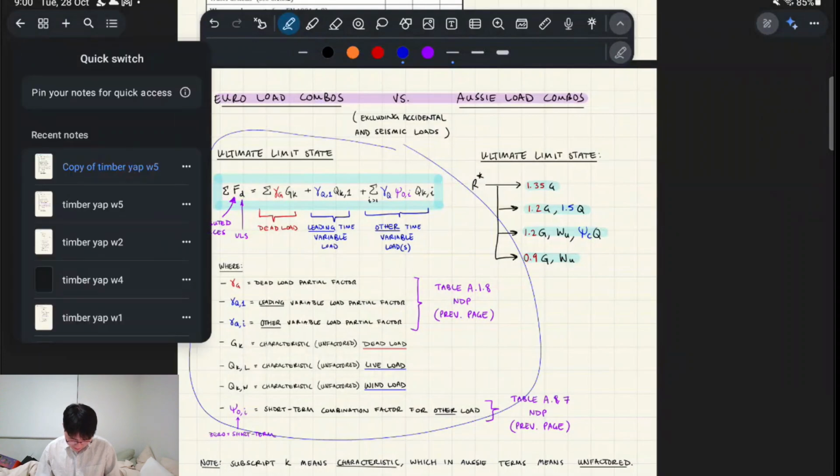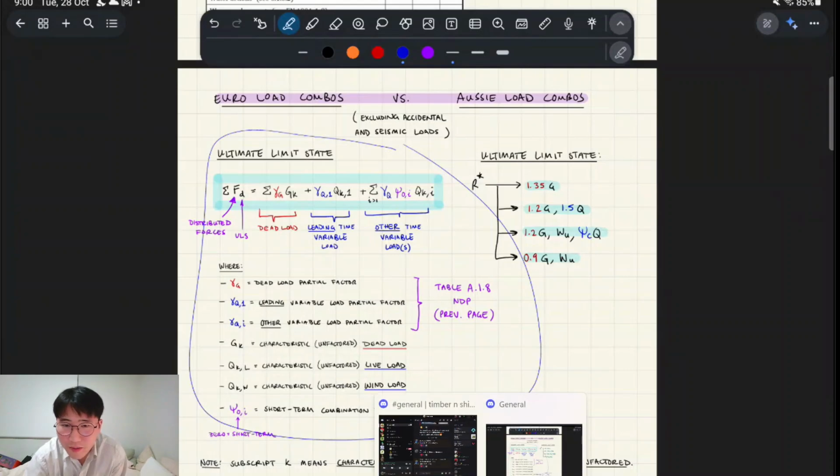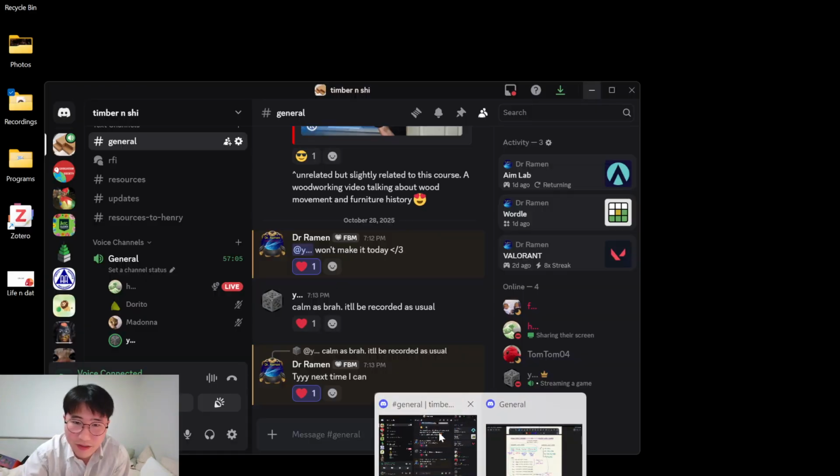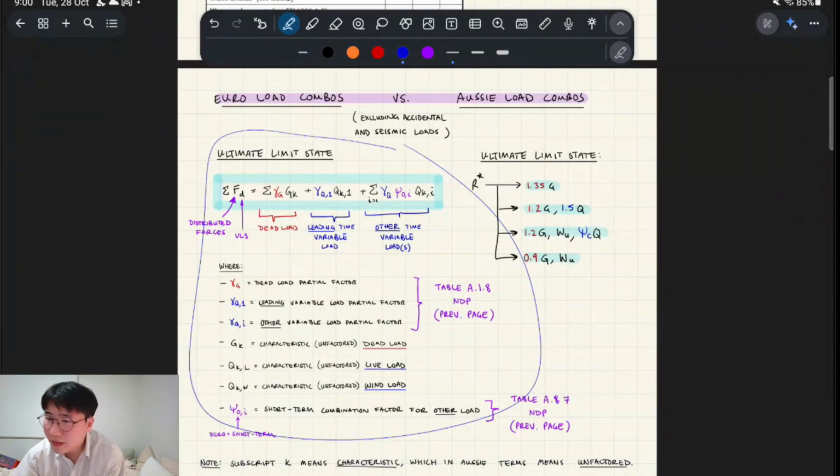I'm so paranoid of writing on my master set of notes. Okay, so that's that. I might have gotten a question. Oh no. Gonna check Discord on my phone.